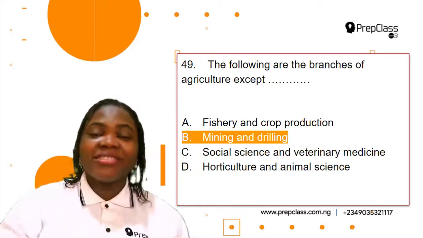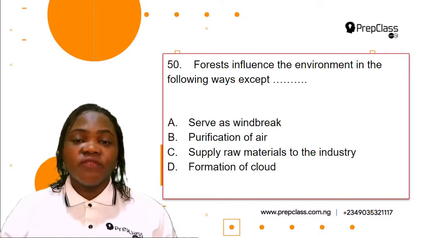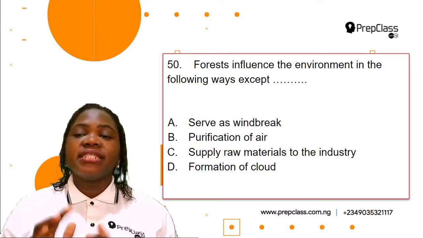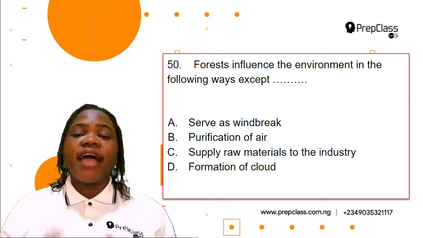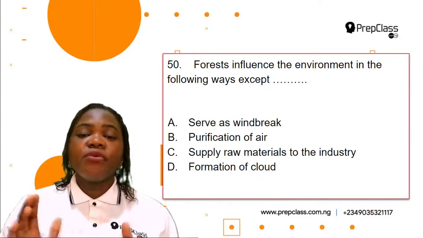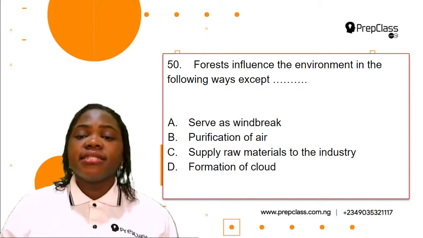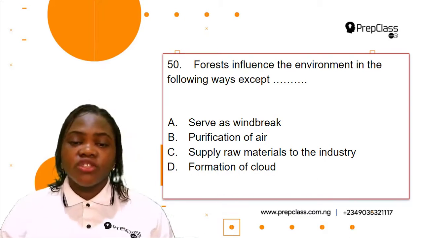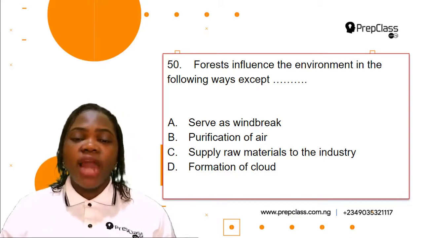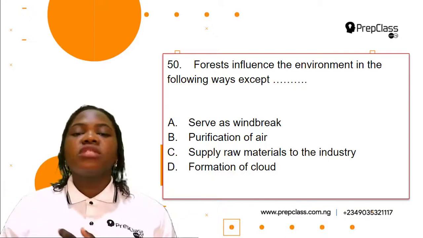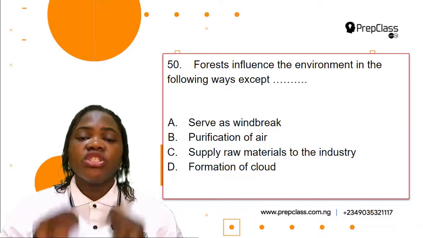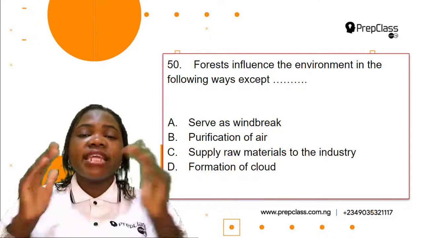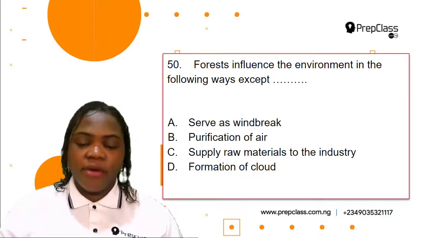Check. Now to the last question in this video, question 50. Forests influence the environment in the following ways except: A. Serve as windbreak. B. Purification of air. C. Supply raw materials to the industry. D. Formation of cloud. So first of all, we are going to define what forest means, and we'll also find the ways by which each of these options is an influence of the forest on the environment.